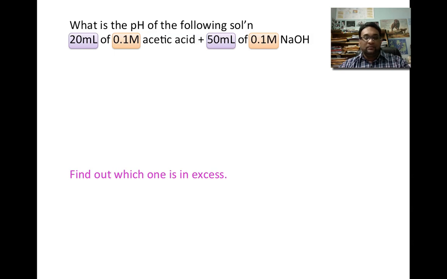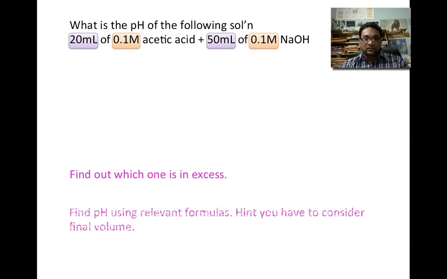So again, you're doing something similar to the first one. You're going to find which one is in excess, and you find the pH using the relevant formulae, alright? And you have to again consider the final volume. The pH for this question would have been 12.63.